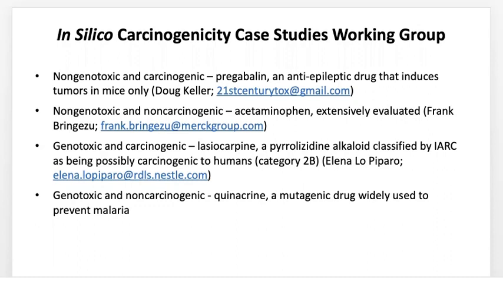So you can read this. We have a non-genotoxic carcinogen, pregabalin, which induces tumors in mice. We have acetaminophen, we have lasiocarpine, and we're trying to put a group together to look at quinacrine, which is a mutagenic drug widely used to prevent malaria during World War II, and actually is also used as an anti-fertility drug as far as that goes.